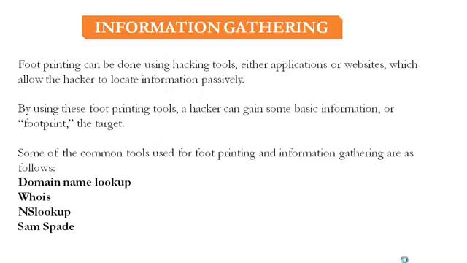So in this video we'll look at passive information gathering. We'll look at what it is. Footprinting can be done using hacking tools, either applications or websites, which allow the hacker to locate information passively. It means we are just not going to touch the target.